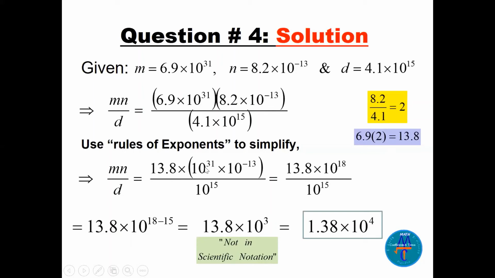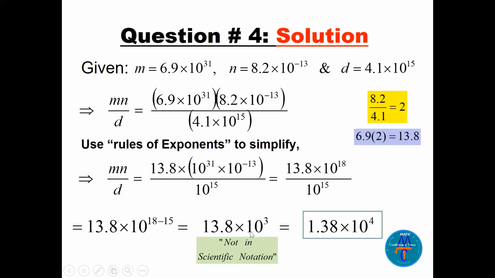Now, 10 power 31, 10 power minus 13, and here we have 10 power 15. We add the powers up, you see in the numerator here. 31, we add minus 13, so that's 18. Now we subtract the powers, 18 minus 15, we subtract because we are dividing. That's the rules of exponents. 13.8 times 10 to the power 3.